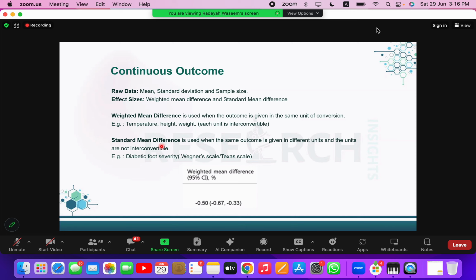The next effect size is standardized mean difference. Now, when do we use standardized mean difference? This is used when the different units are not interconvertible. Basically, standardized mean difference is used when your outcome is measured on a scale. For example, diabetic foot severity. There are two scales for diabetic foot. Okay, forget this example. I'll give you a simple example.